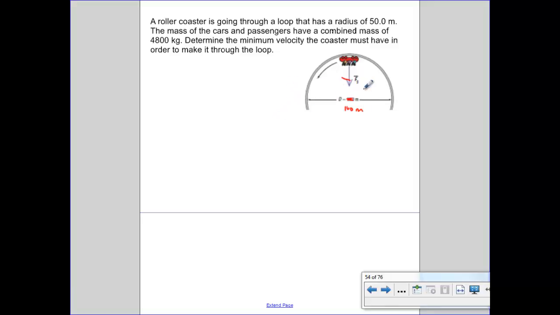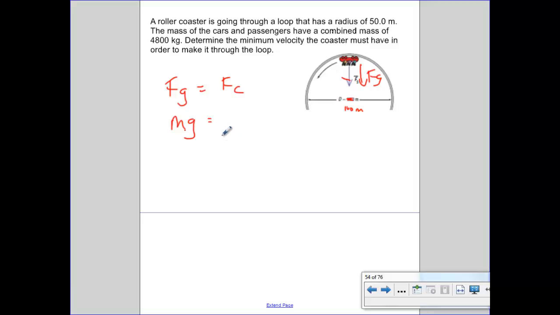Yep, gravity. Gravity would be pulling you downwards. So what we could say then is the force of gravity is really equal to your centripetal force. We need our centripetal force to be enough to overcome gravity to make it so that you're going fast enough that you don't fall. So mg, there's gravity.